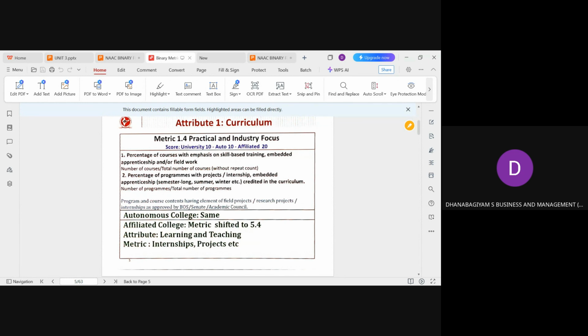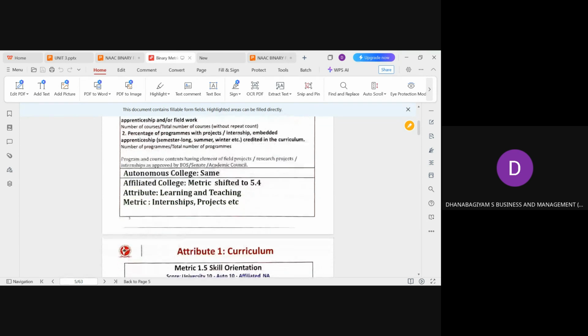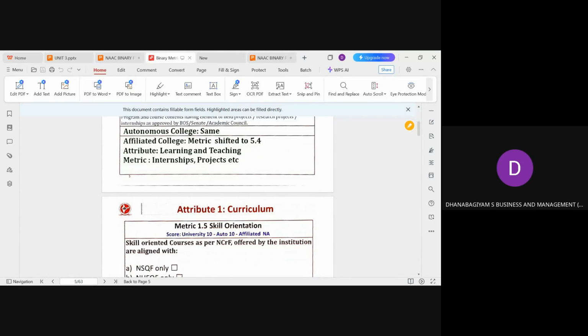When we design courses at the institution level, we can give 2 credits. Likewise, we can give some credits for subjects that are more and more industry-related. Similarly, the marks vary from university level to the autonomous colleges as well as the affiliated institutions. So these are all the things that come under curriculum itself.